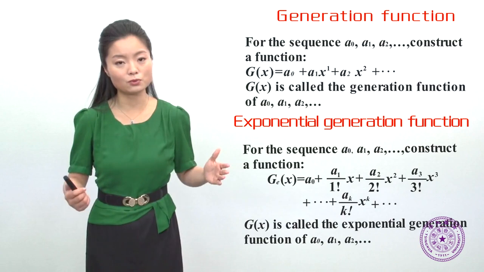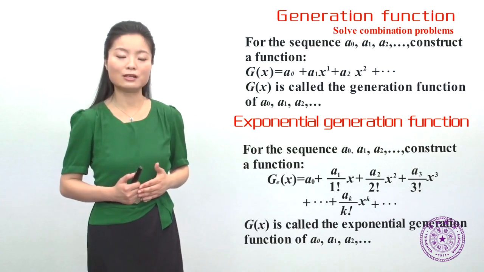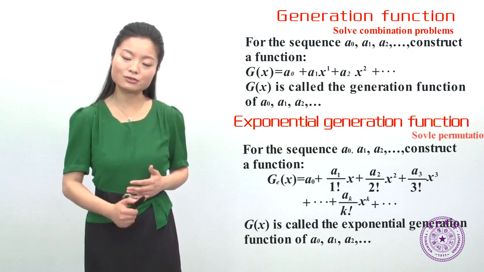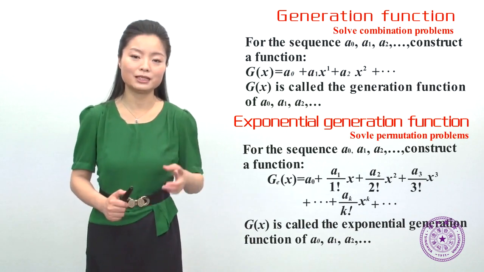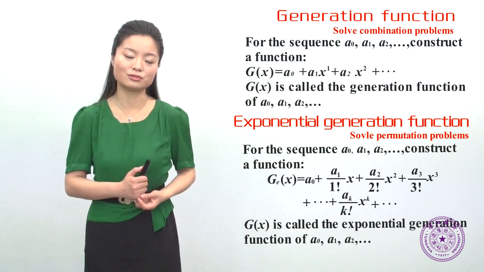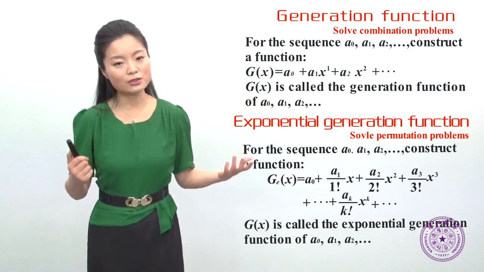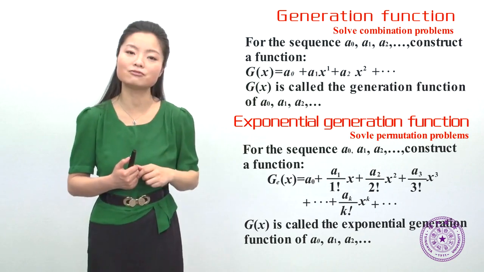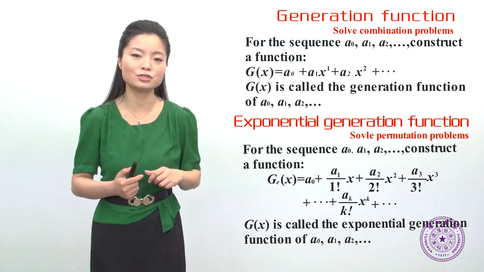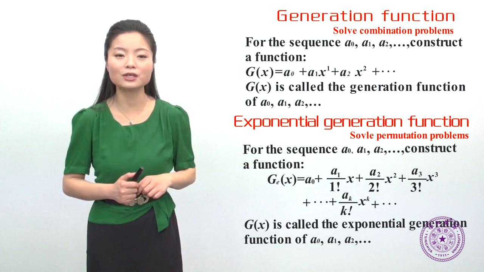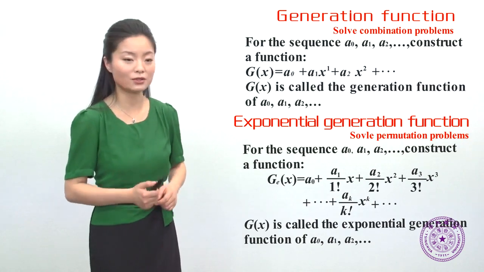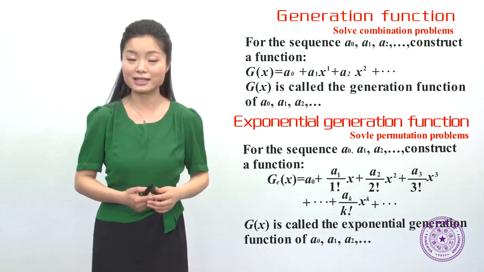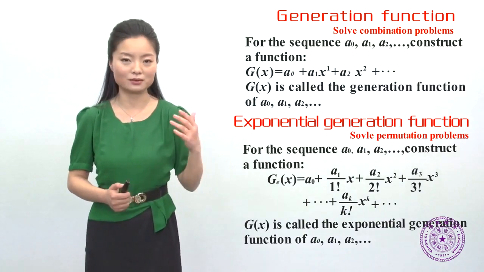The difference between the 2 generating functions is in their uses. As for the ordinary generating function, it's mainly aimed to solve problems related to combinations. And if you see permutations, you should first use the exponential generating function. In the traditional ordinary generating function, we often use 1 over 1 minus ax because its coefficient is a raised to k. Well, for the exponential generating function, we often use the exponential expansion of e to the x.